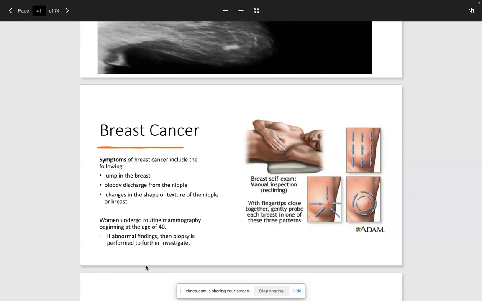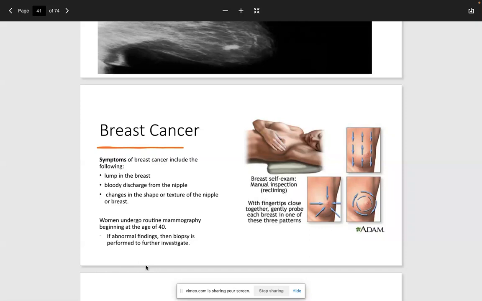This is a self-examination of the breast. It's a manual inspection, so you should usually be reclined. This takes any type of variation out of the exam. So with the fingertips closed together, gently probe each breast in one of these areas. It's important not to lift your fingers up, as you can miss lumps.